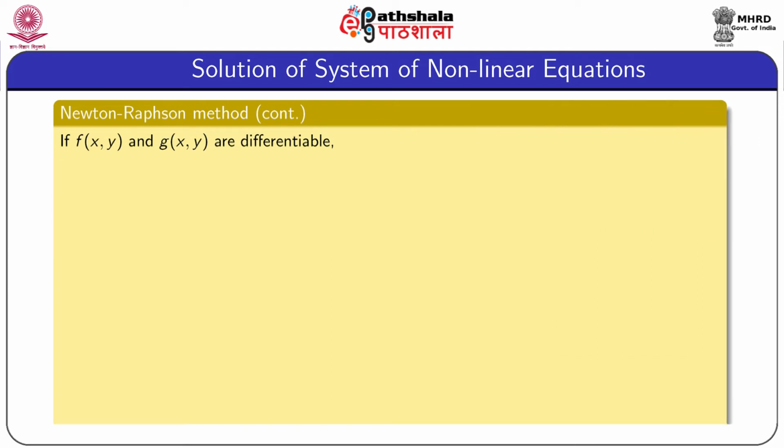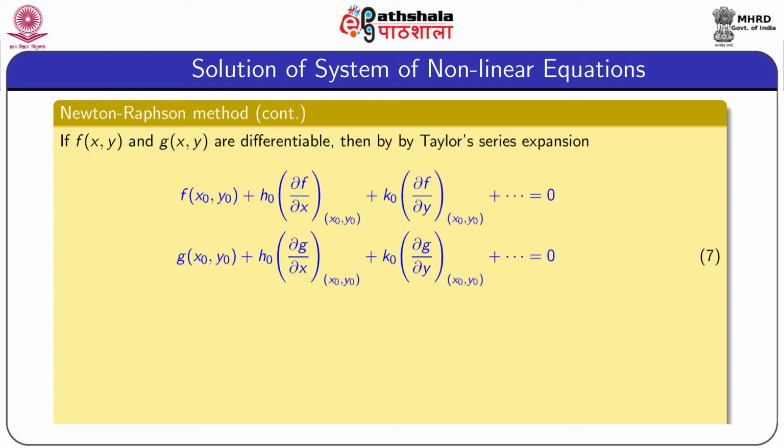Assume that the functions f(x,y) and g(x,y) are differentiable. Then by Taylor series expansion, f(x0 + h0, y0 + k0) = f(x0,y0) + h0 ∂f/∂x evaluated at the point (x0,y0) + k0 ∂f/∂y evaluated at (x0,y0) + ... = 0. And similarly, from the second equation of the previous slide, the expansion of the function g is g(x0 + h0, y0 + k0) = g(x0,y0) + h0 ∂g/∂x at (x0,y0) + k0 ∂g/∂y evaluated at (x0,y0) + ... = 0.